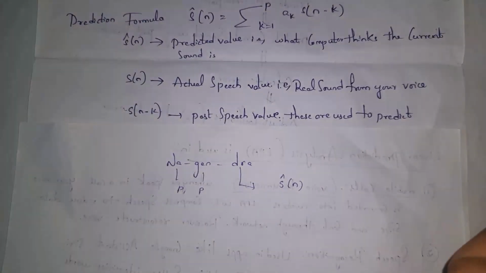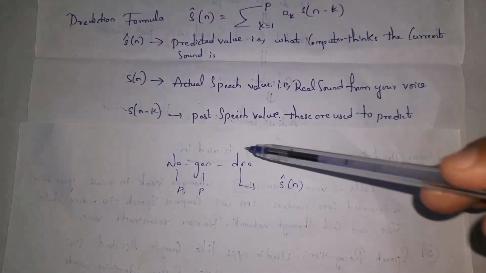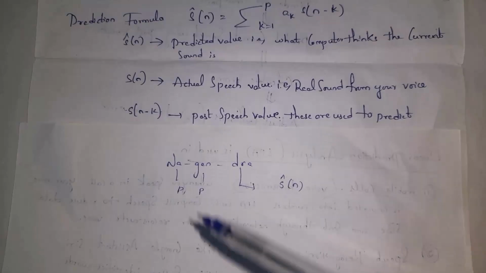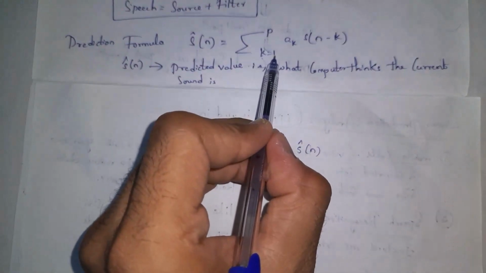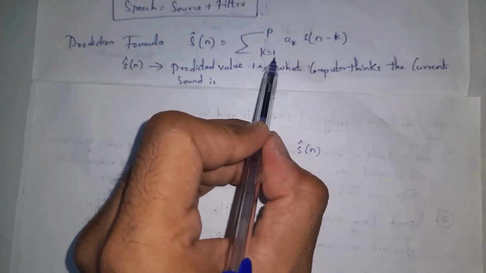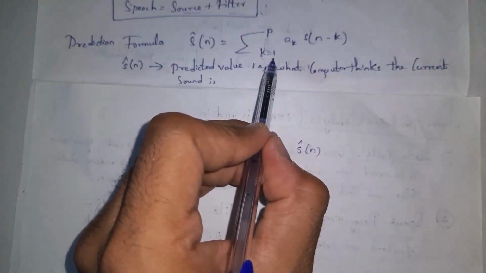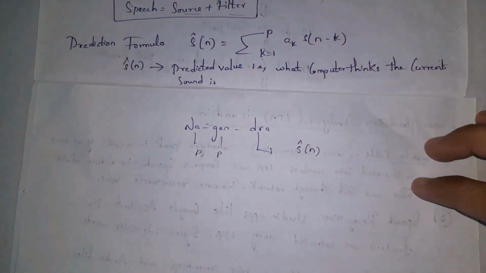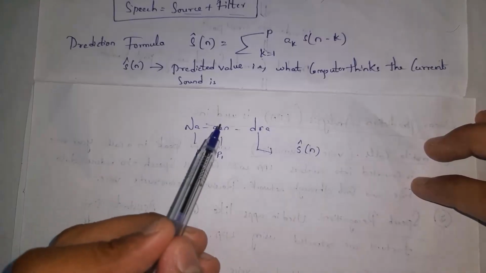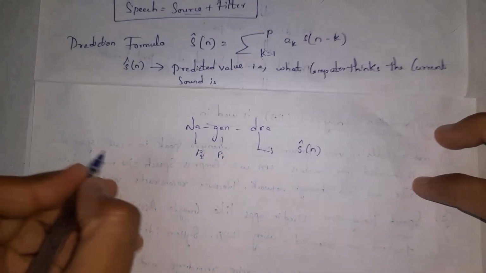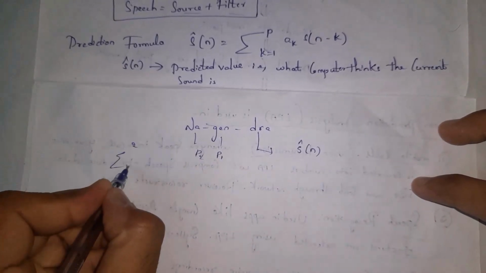We call our output value S hat of n. This is what the computer will generate by using past values. And sigma, k equal to 1 to p, is nothing but, from starting value 1, how many past values you want to take. For example, I want to take two past values, so your p value will be 2. This is past value 1 and this is past value 2. So by using two past values, present value is predicted. So sigma p value is 2 starting from k equal to 1.